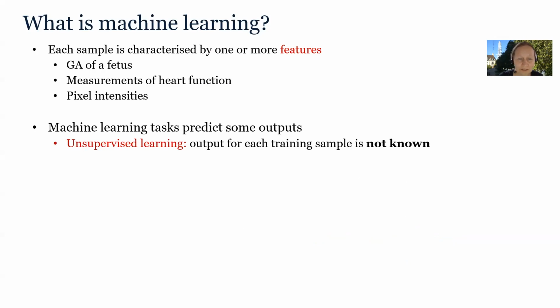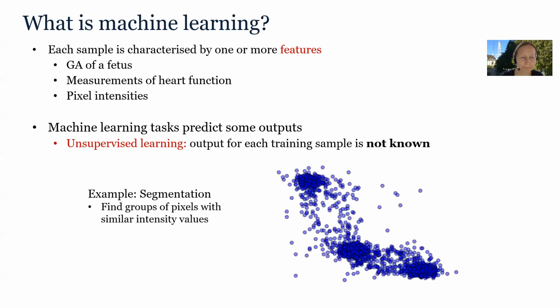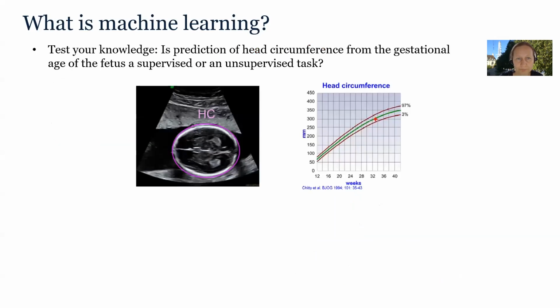In some other cases, outputs for training samples are not known, and then we talk about unsupervised learning. Example of an unsupervised machine learning task is segmentation, where we find groups of pixels with similar intensity values to segment the image. Now, let's test your knowledge.